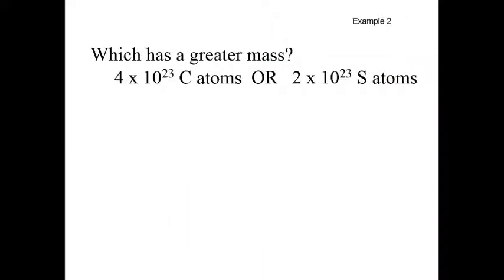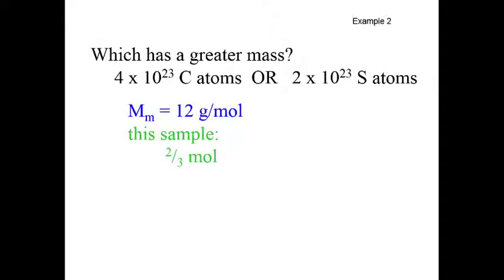Here is a second example. Which has the greater mass, 4 times 10 to the 23rd carbon atoms, or 2 times 10 to the 23rd sulfur atoms? The molar mass of carbon is 12. But first we need to know how many moles are in our sample. Notice that 4 times 10 to the 23rd is 2/3 of Avogadro's number. So this sample is 2/3 of a mole, or 2/3 of 12 grams, which is 8 grams.